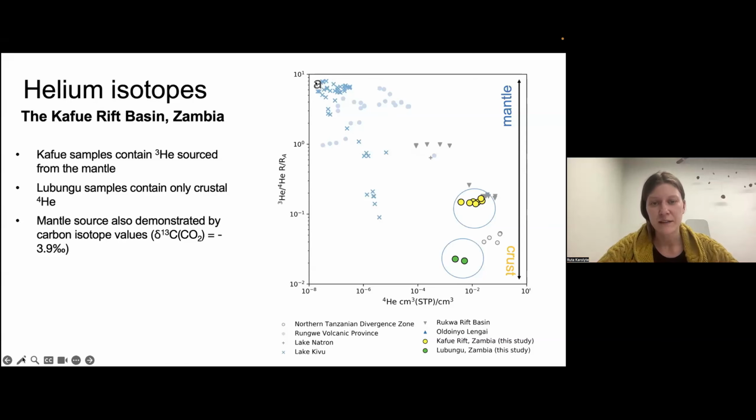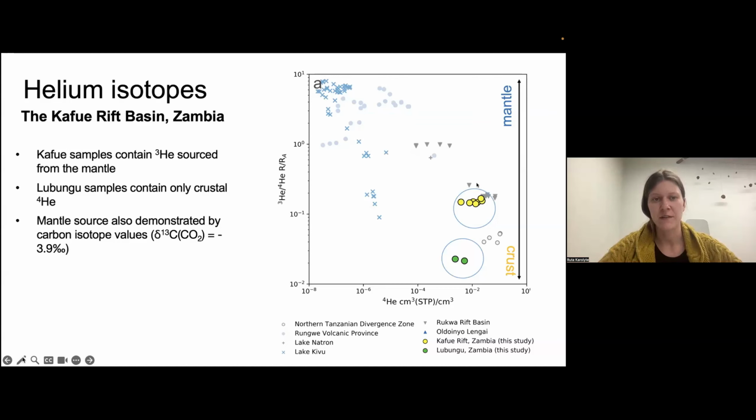We can see that, for instance, places like Lake Kivu, which is a really developed rift with volcanic eruptions, have really high helium-3/4 ratios that are of mantle composition. And then as we go toward areas associated with younger rifting, we see a trend going toward more crustal helium-3/4 ratios. The samples from the Kafue rift are circled in yellow. We can see that samples within the basin have a helium-3/4 ratio of about 0.14. So they have mantle helium present in them.